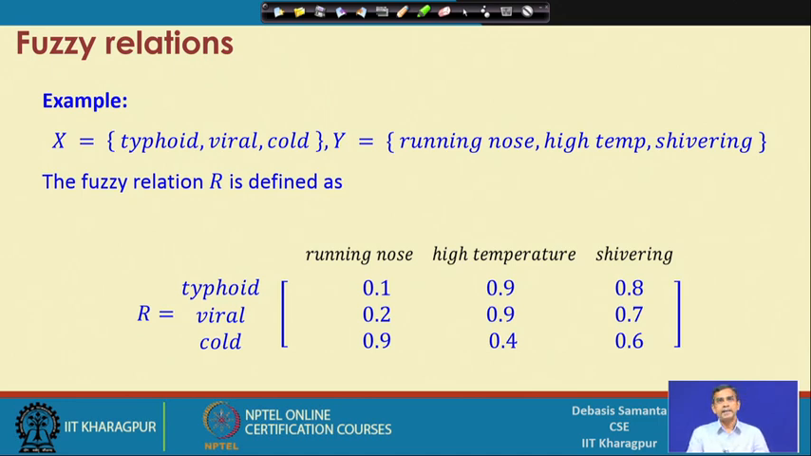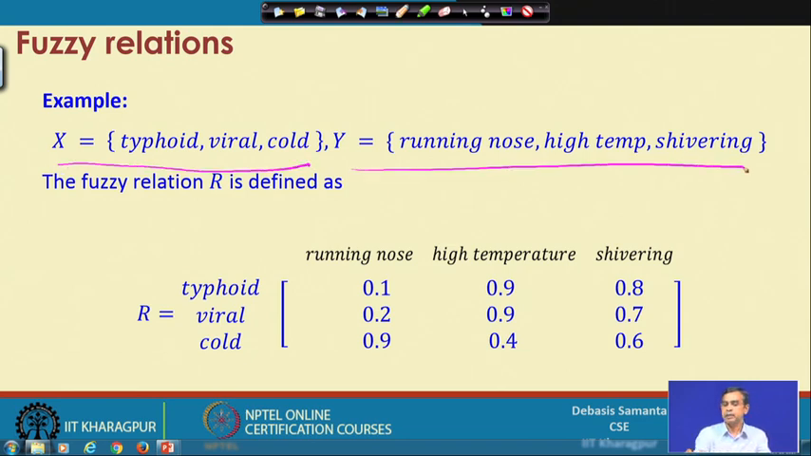Suppose there are two fuzzy sets described over three elements. One fuzzy set is X and another fuzzy set is Y. The elements in X are typhoid, viral, cold. In fuzzy set Y, the elements are running nose, high temperature and shivering. Now, you can understand the meaning of these two fuzzy sets and the relation.